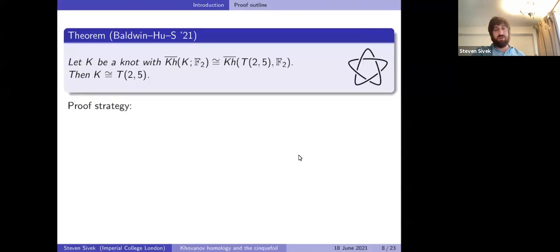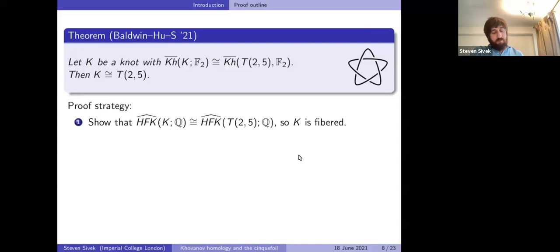And so here's the strategy of the proof. This is the goal. The first thing we're going to do is return to Floer homology of knots and show that if K has the same Khovanov homology as the 2,5 torus knot, then it also has the same knot Floer homology. And knot Floer homology detects fiberness. This is now a result of Ghiggini and Ni, because we need to use work of Ni to get to genus 2 and up.